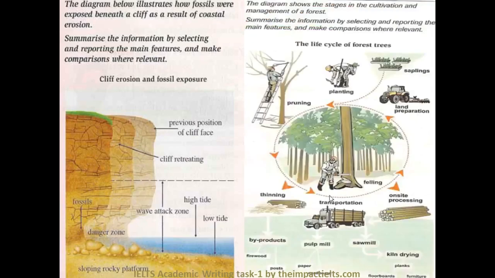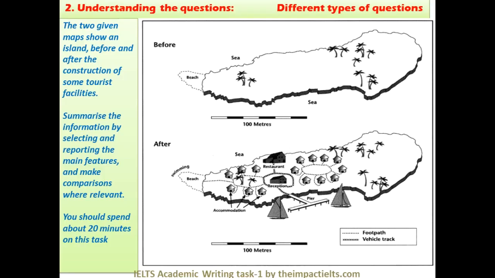This one is again perhaps a diagram, but this is a process diagram. The process diagram is about one action happening one after another. So first this and then this, then this, then this, right? So you can understand it that way.